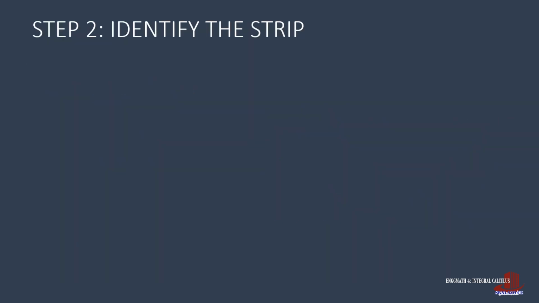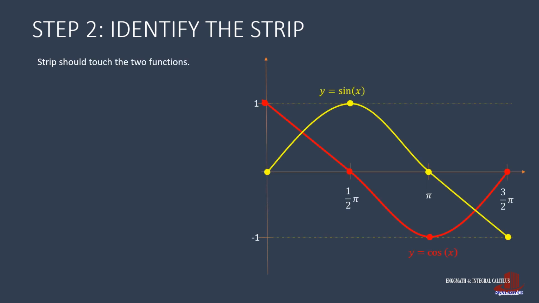Knowing the area to determine, the next step is to decide which strip is suitable for the analysis. The simple concept of working with the strips is to have the two ends of the strip touch the two functions. Check if the horizontal strips are possible.